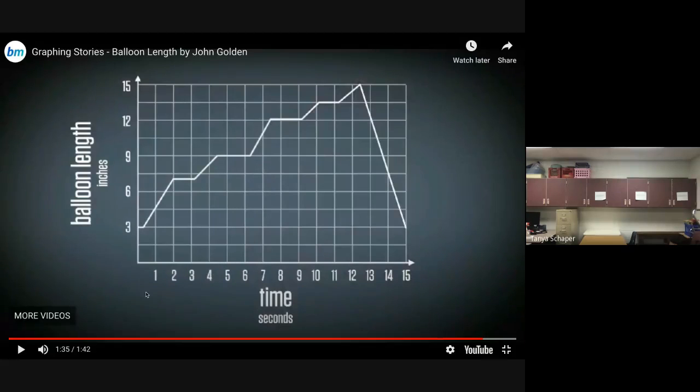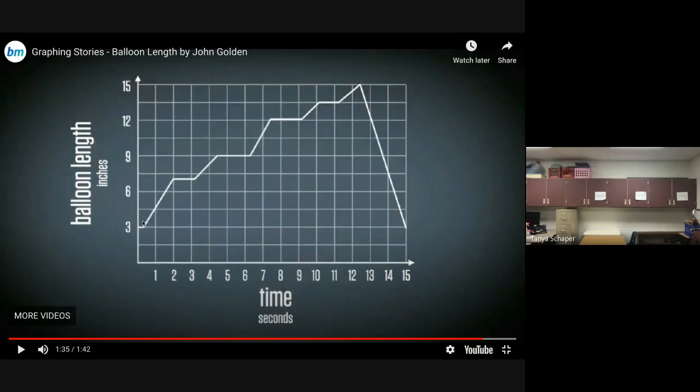All right, so as we look at this graph, again, I'm not so concerned about your measurements because nobody's there actually measuring this balloon. What I'm concerned about is, one, does it start and end at the same measurement? So when you start, there's no air in the balloon, really, I guess. And at the end, all of the air has come out. So are your start and end points similar?